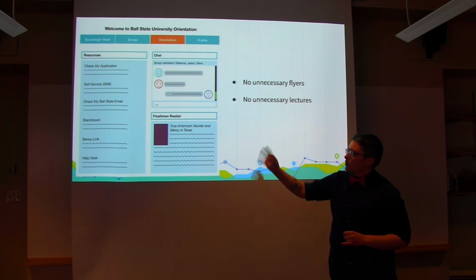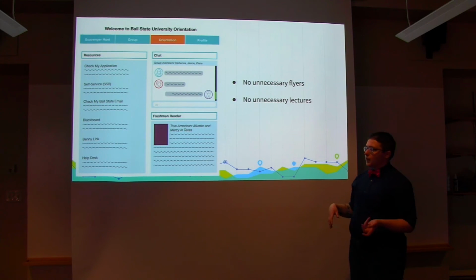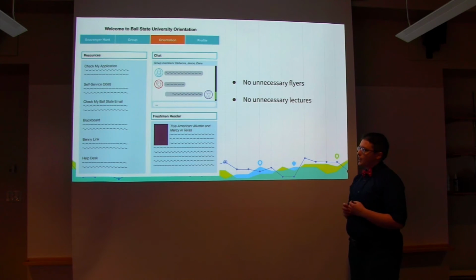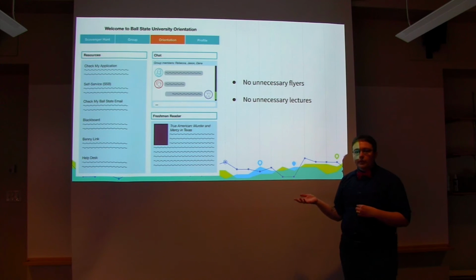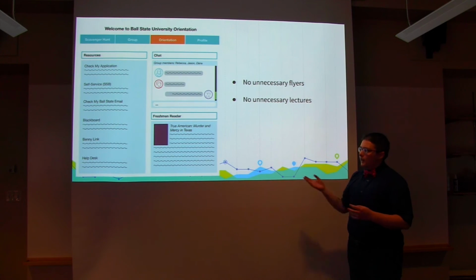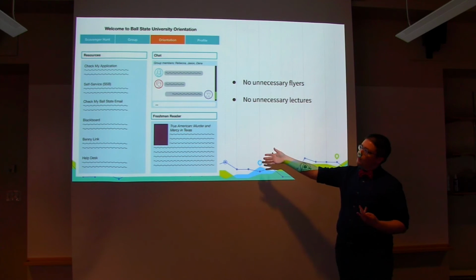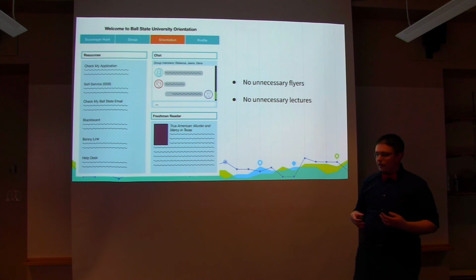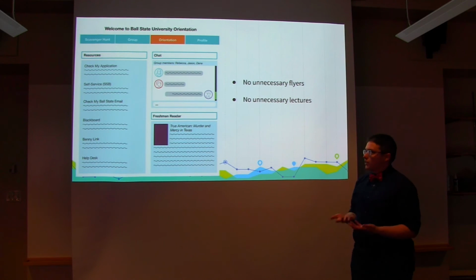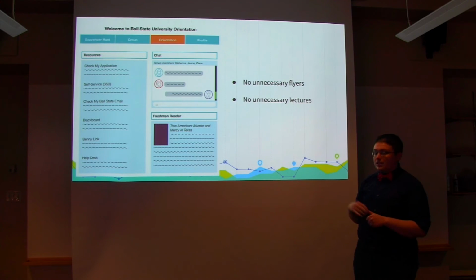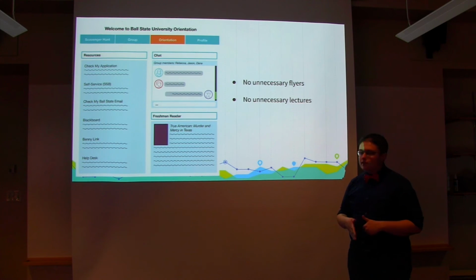And then on the left side, there's the resources. So there's check my application, self-service banner, which is the financial side of things, email, Blackboard, which has to do with classes, Betty Link, which has to do with student organizations. So it's really like everything that a freshman would need, including the freshman common reader, which is a big part of orientation. And it just kind of brings it all together, because on the current website, these are not together. These are in several different locations.